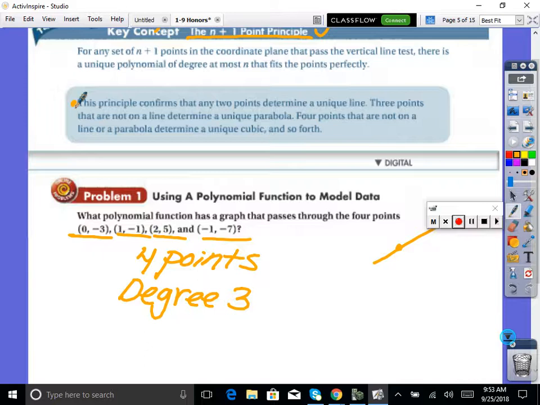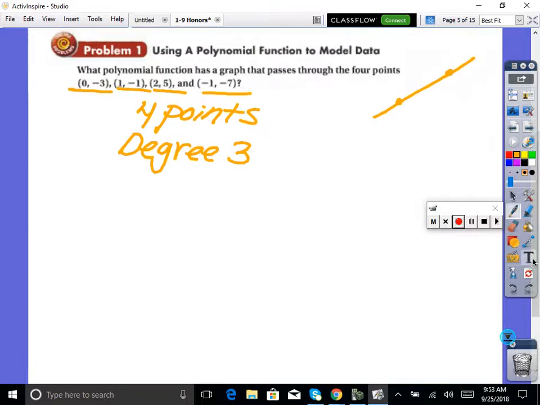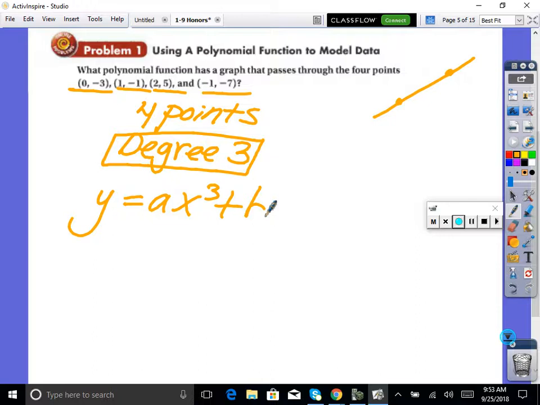Alright, so everyone, it says right here, what polynomial function has a graph that passes through the 4 points? So we're going to use the n+1 point principle. We're going to have some polynomial of degree 3. Now we're just going to actually use our calculator to find it. We could do this the long, hard way. We would be able to go like this. Y is equal to ax cubed plus bx squared plus cx plus d. And then it's going to be a whole nightmare, I'm telling you that, to do this by hand. The cool thing is we're going to just use our calculator.